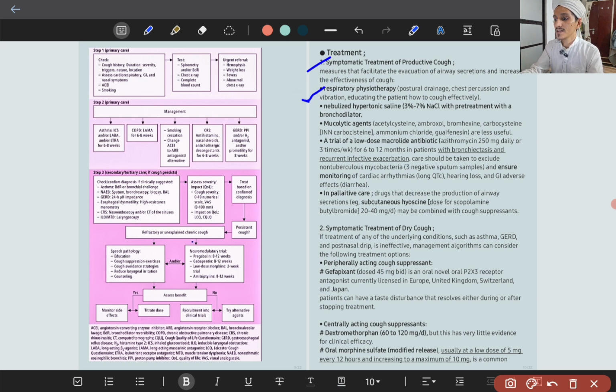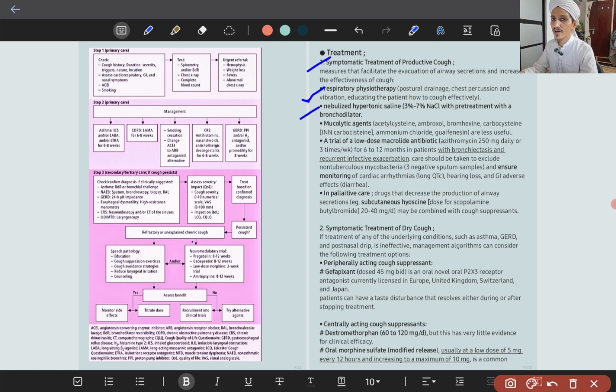Next, this is very important, nebulized hypertonic saline, whether it is 3% or 7% sodium chloride. Before giving the nebulization of this saline, you pre-treat the patient with a bronchodilator. So nebulization with a bronchodilator should be given, or else you put the bronchodilator respule and 3% saline, mix both and give them simultaneously. But don't mix this 3% or 7% sodium chloride along with steroid.